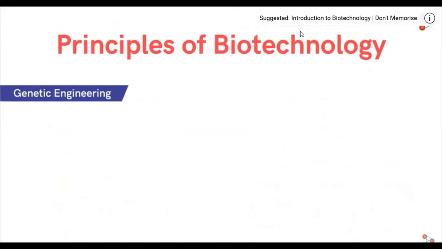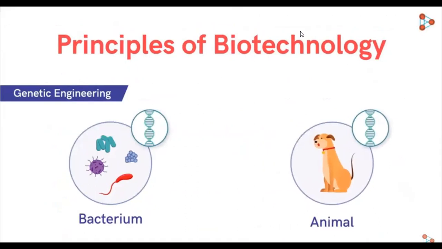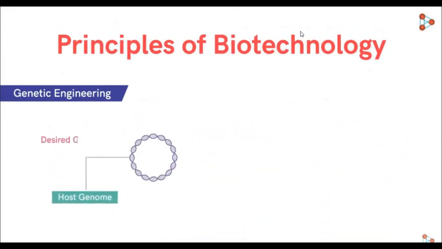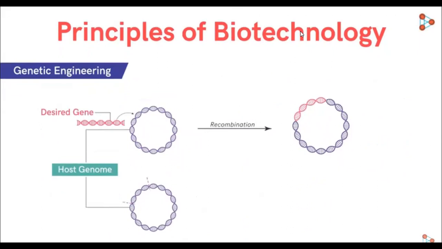Did you know that the first ever genetic modification was done in a bacterium? That's right. And later on, these modifications were applied to animal as well as plant cells. The genetic modification can be done either by adding something new to the existing genetic material, or by deleting something from the existing genetic material.